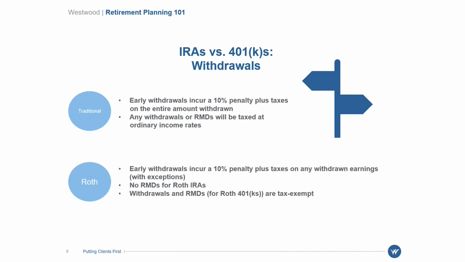But once you turn 59 and a half, withdrawal penalties are eliminated and any withdrawals from traditional accounts will be taxed at ordinary income tax rates. For Roth accounts, withdrawals are tax exempt and do not count towards your taxable income.